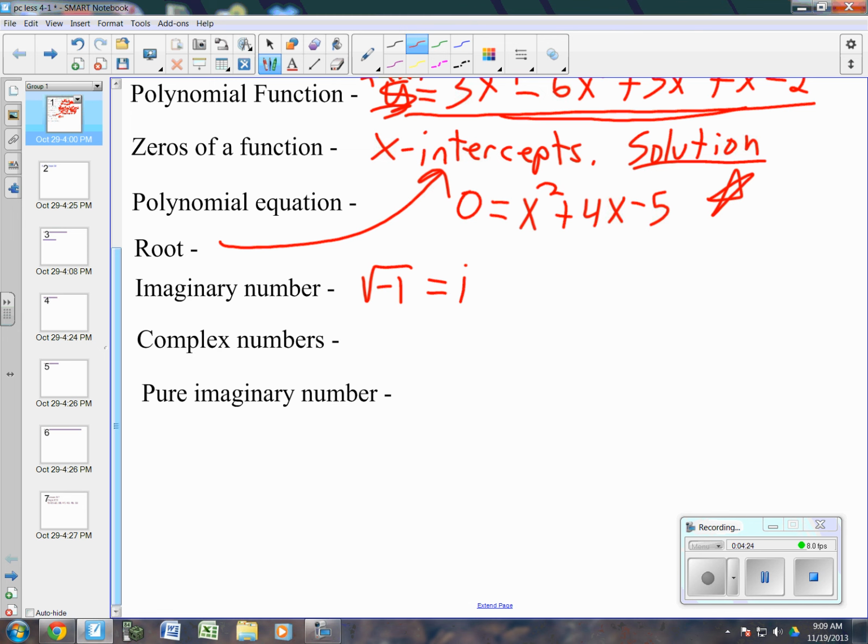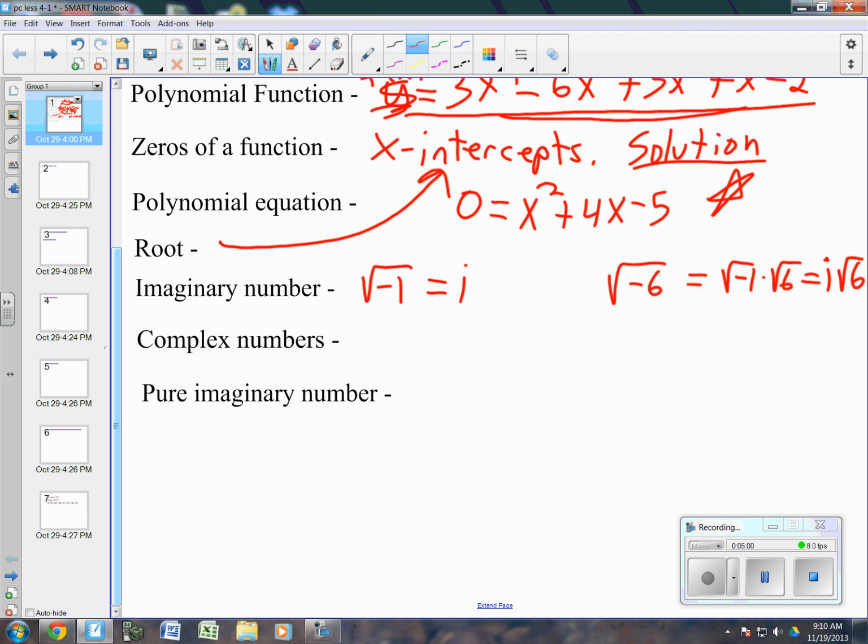So anytime you have something like the square root of negative 6, that can be written as the square root of negative 1 times the square root of 6. And the square root of negative 1 can be replaced with i, so your answer is i times the square root of 6. In other words, if you have a square root of a negative number, there's no answer to that in the real number system. So they had to come up with a different number system for square roots of negative numbers. So they came up with the imaginary number system.